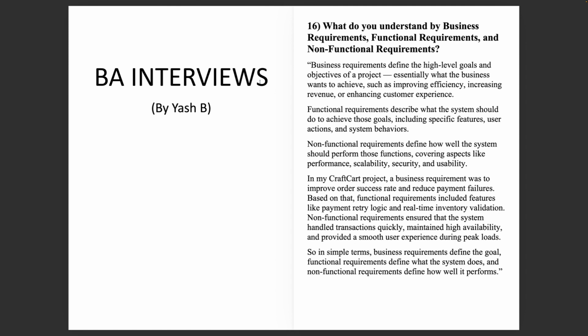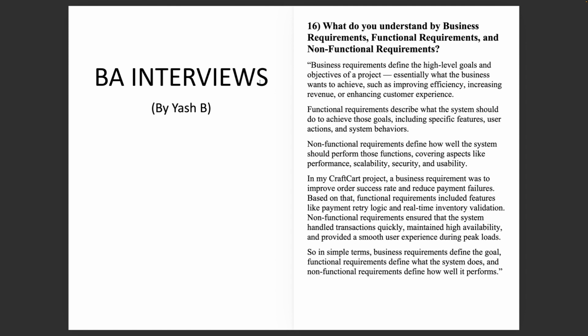Functional requirements describe what the system should do to achieve those goals, including specific features, user actions, and system behaviors. Non-functional requirements define how well the system should perform those functions, covering aspects like performance, scalability, security, and usability.